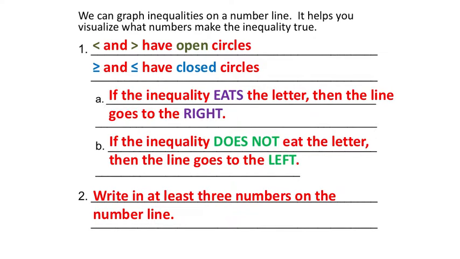So this is the way that I like to look at it. Some students do this a little differently. You can have your own way to do it. Doesn't matter to me. But I see, does the inequality eat the letter, the variable? If it does, then I know that line goes to the right. If it does not eat the letter, it goes to the left.